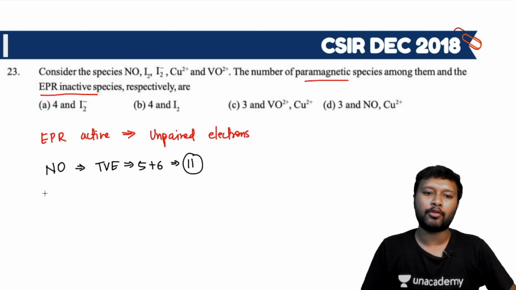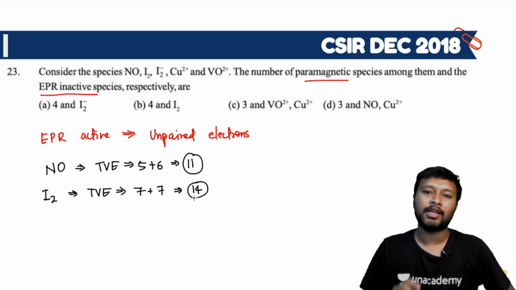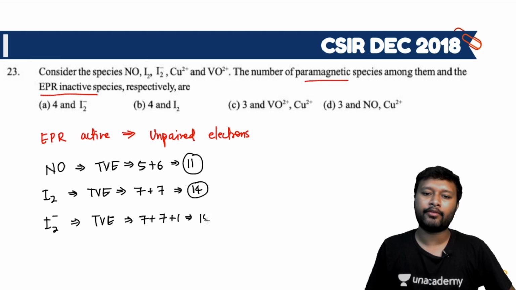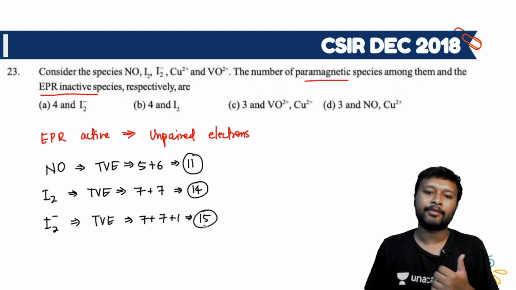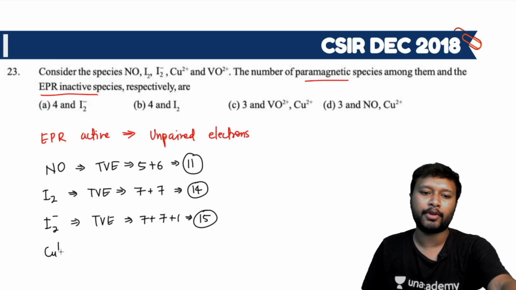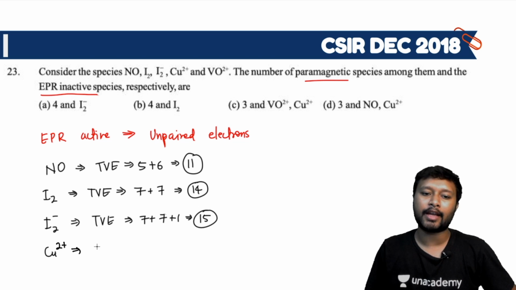Then if I talk about I2, one iodine has 7 valence electrons. So total valence electrons, 7 plus 7, is going to give me 14. It's an even number, so it's not going to be paramagnetic, it's going to be diamagnetic. If I talk about I2 minus, in that case your total valence electrons will be 7 plus 7 plus 1, where the 1 comes from the negative charge. So overall you have 15 electrons. Again, it's an odd number, so it will have some unpaired electrons. You know Cu2 plus is there. So Cu2 plus has 9 valence electrons in the species.